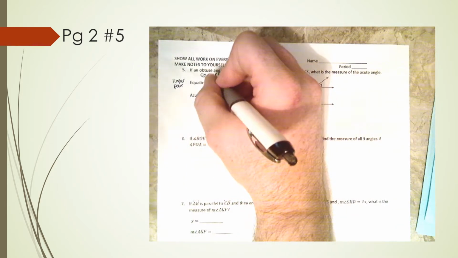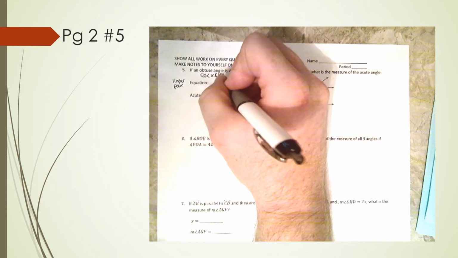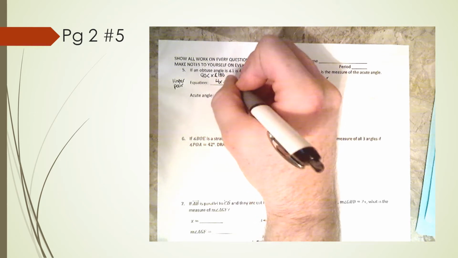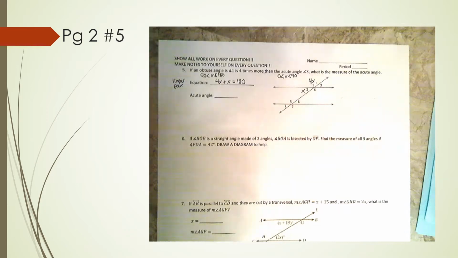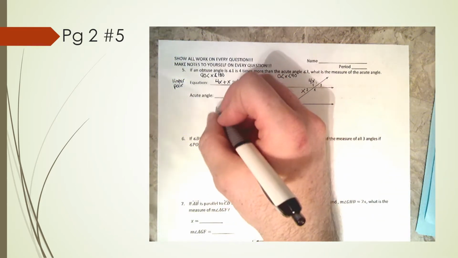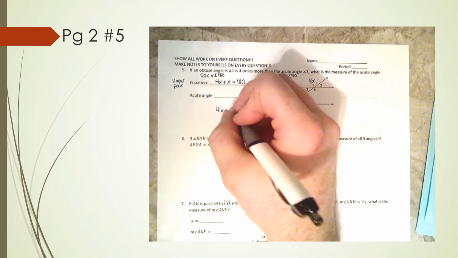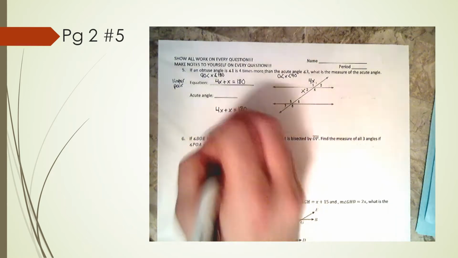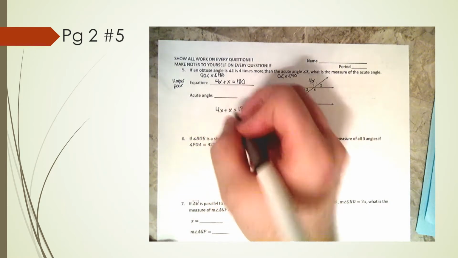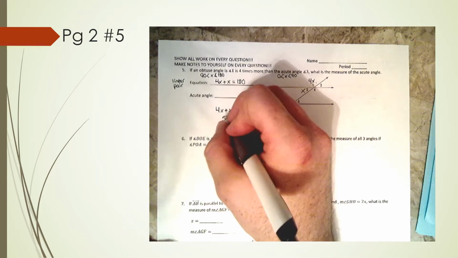So the equation I'm going to use to solve this is 4x plus x equals 180 degrees. I'm going to do that in order to find my acute angle. So again, 4x plus x equals 180. Combine my like terms. So 4x plus x is 5x.